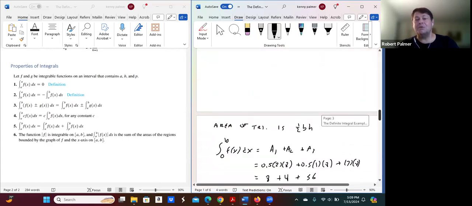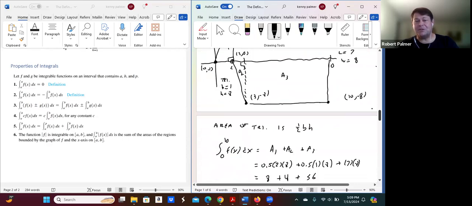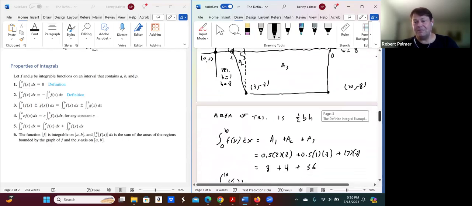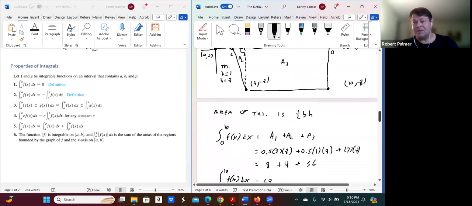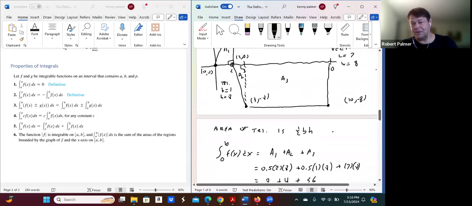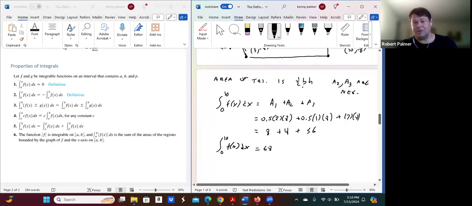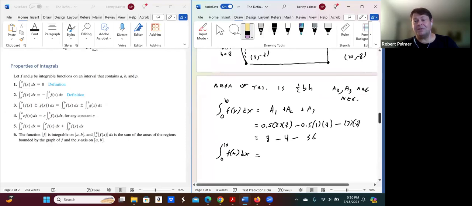I forgot something. Notice what did I forget? I wasn't being careful. Yeah, these are actually negative areas, right? These areas here are negative, okay? Because these are under, so let me say that. So areas are negative because they're under the x-axis, okay? I wasn't being very careful, was I? So we can fix that. And we have to make that correction because they're below the x-axis, okay?